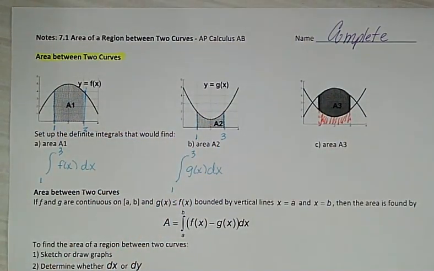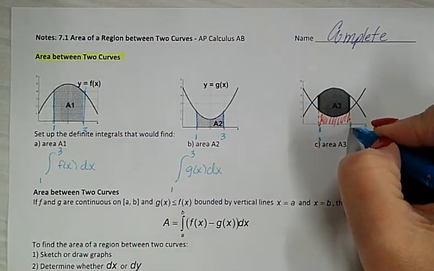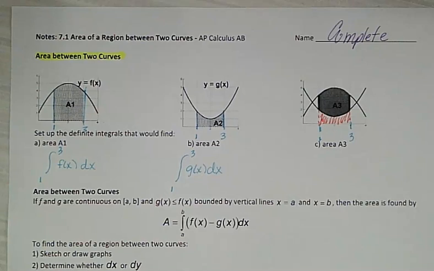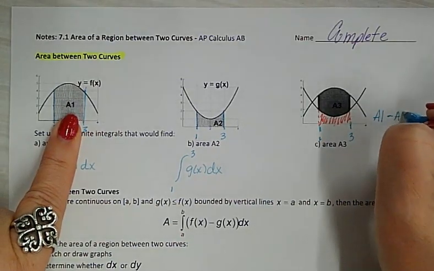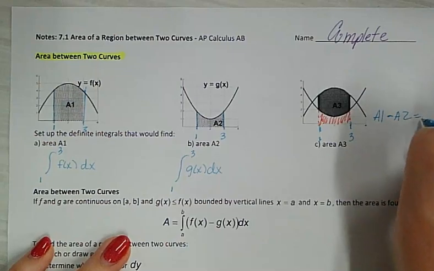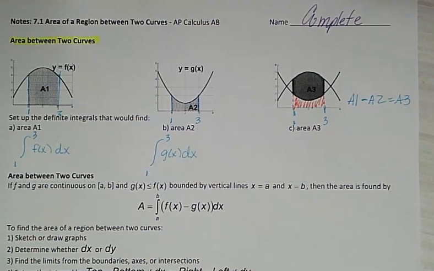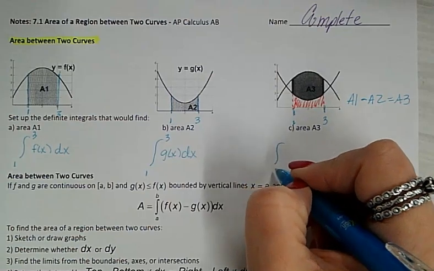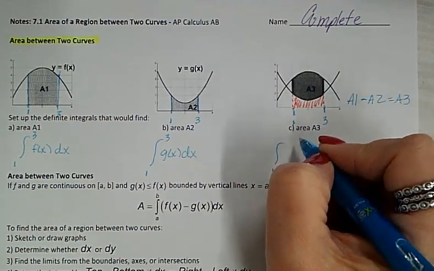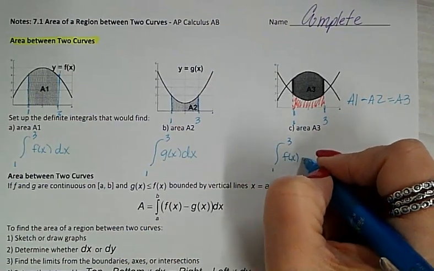Now we still have those definite boundaries going from 1 to 3, but we're going to be subtracting out that second area. So when we set this up, remember we're going to take area 1 here, and we're going to subtract area 2 here, and that's going to leave me with area 3. So that's the process that we're doing. We already have our intervals set up, so the first integral goes from 1 to 3 of f of x dx.